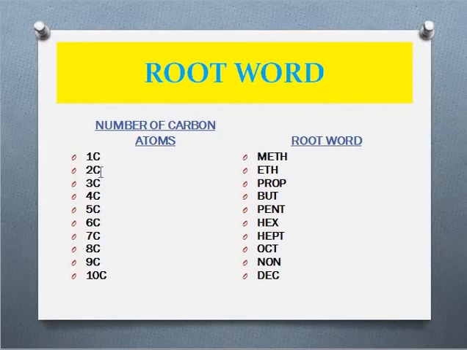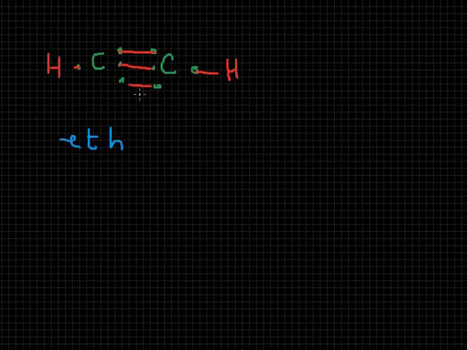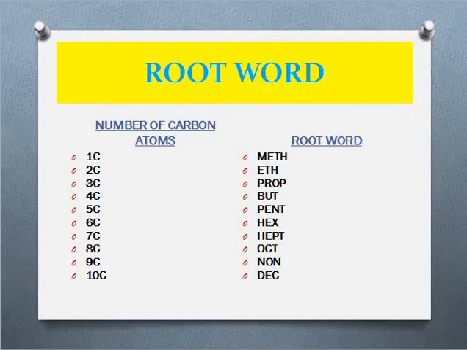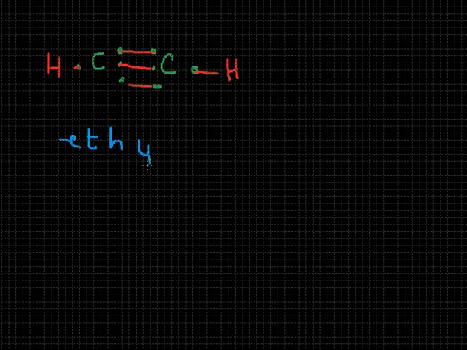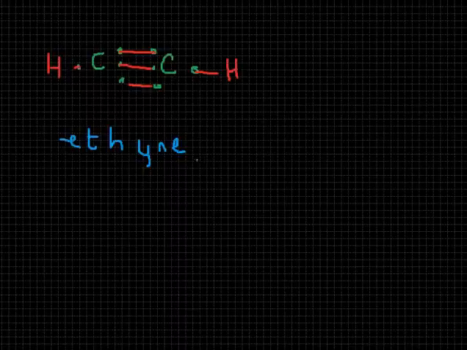The word root is eth. 2 carbons are there, so we are going to write eth. So what type of bond is there? Triple bond. Whenever it is a triple bond, we add yne. So what is the name of the compound? It is ethyne, or the alkyne group. This is the way we have to do the nomenclature. Slowly you'll come to know further functional groups as well.